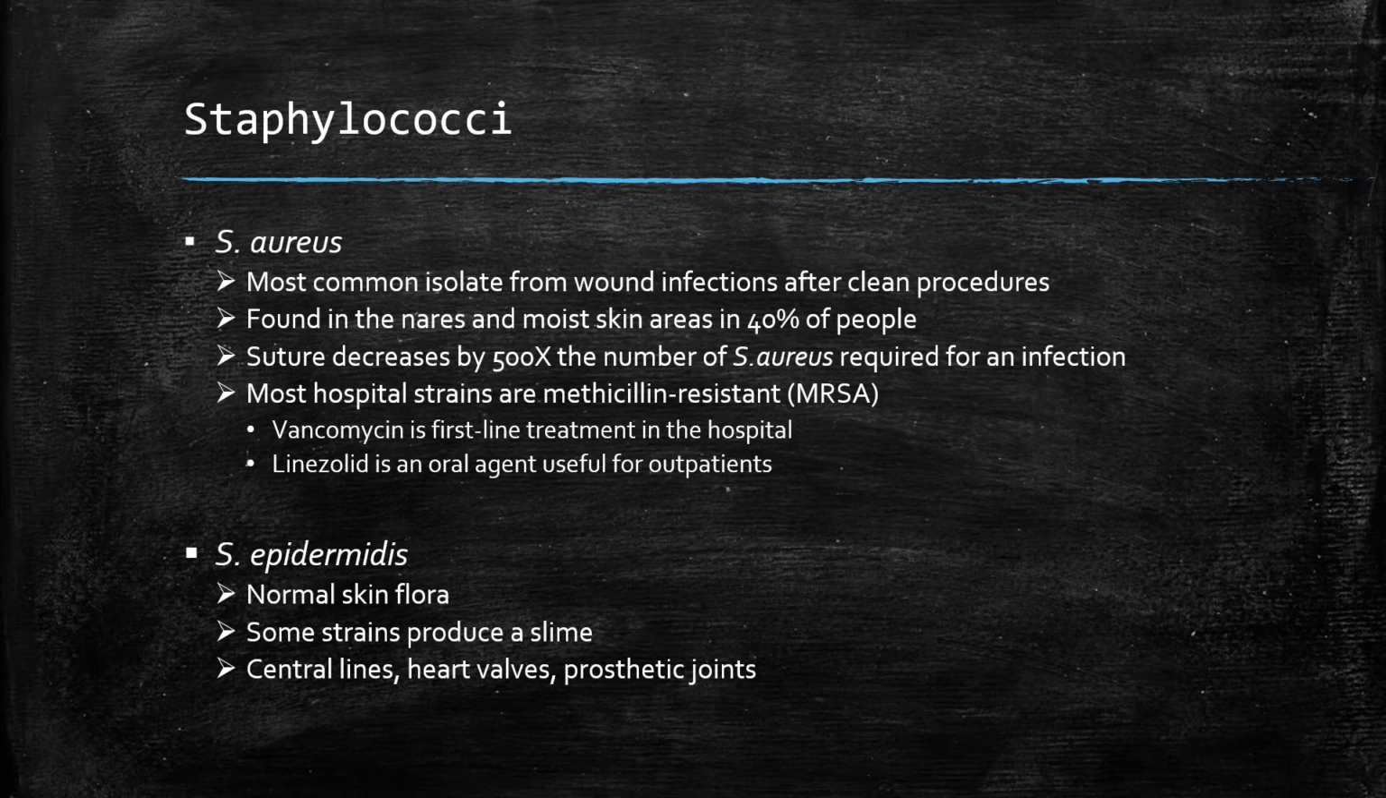Staph epidermidis is part of the normal skin flora. It is generally considered a non-virulent bacteria since it rarely causes wound infections. However, some strains are capable of producing a slime, which allows it to adhere to central lines, heart valves, and prosthetic joints. When these devices become infected with Staph epidermidis, antibiotic treatment is rarely successful, and usually these devices will need to be removed.